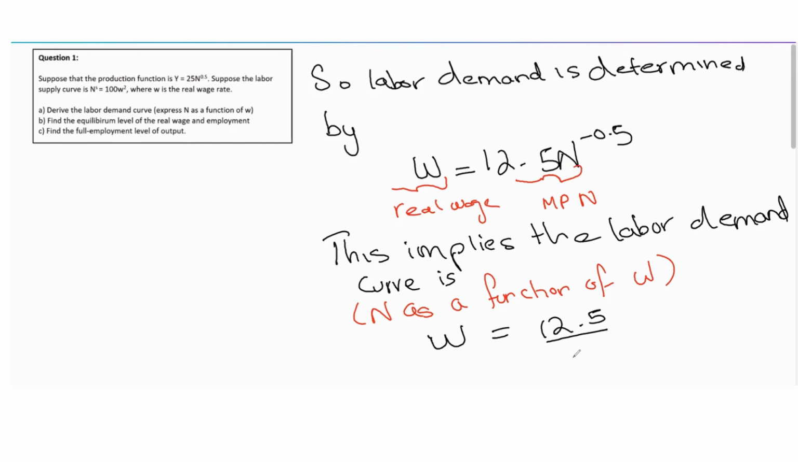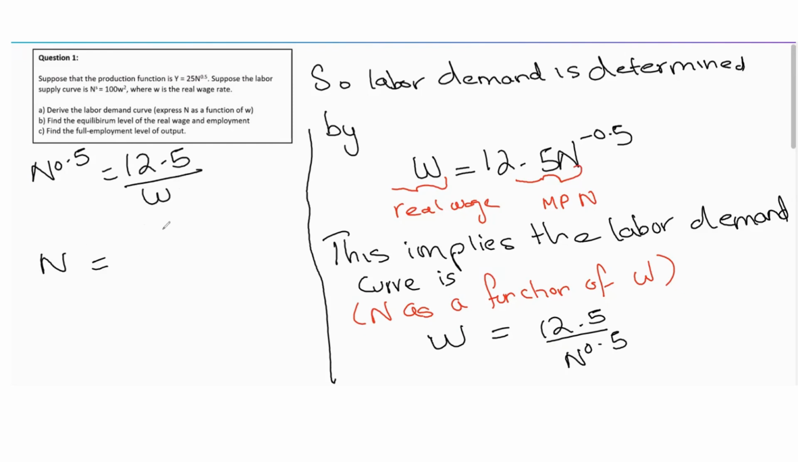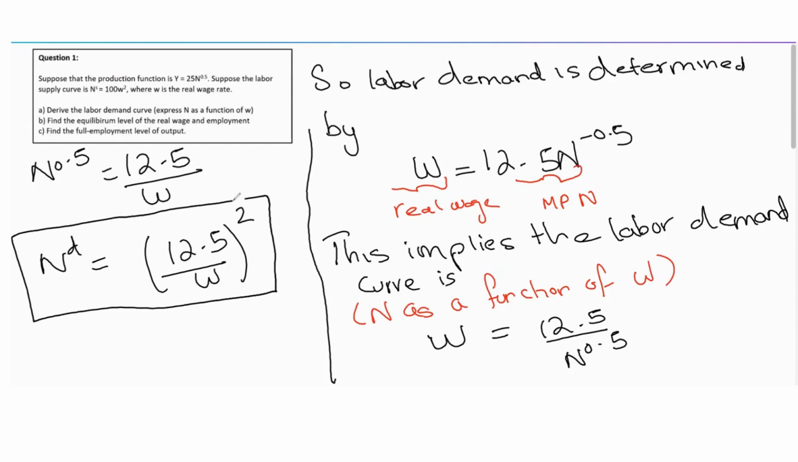So we'll take the n in the denominator. So we basically want to make n the subject over here. So this becomes n to the power 0.5 is 12.5 by w. So n simply becomes 12.5 by w, because we have 0.5, which is just 1 by 2, right? So we have a square root here, we'll take a square on both sides, and this is your labor demand as a function of w.